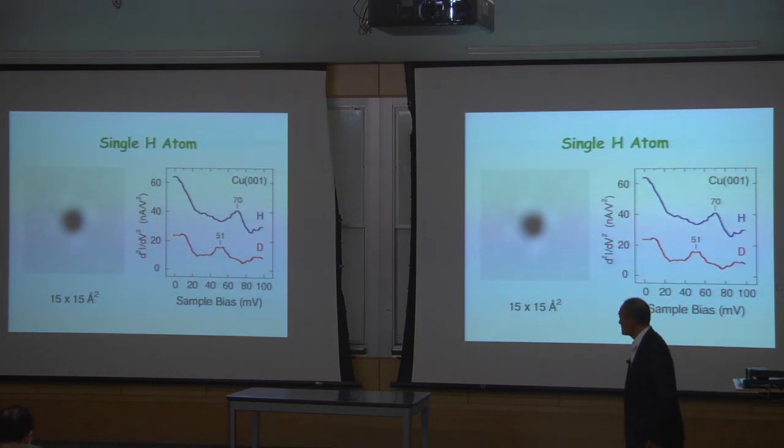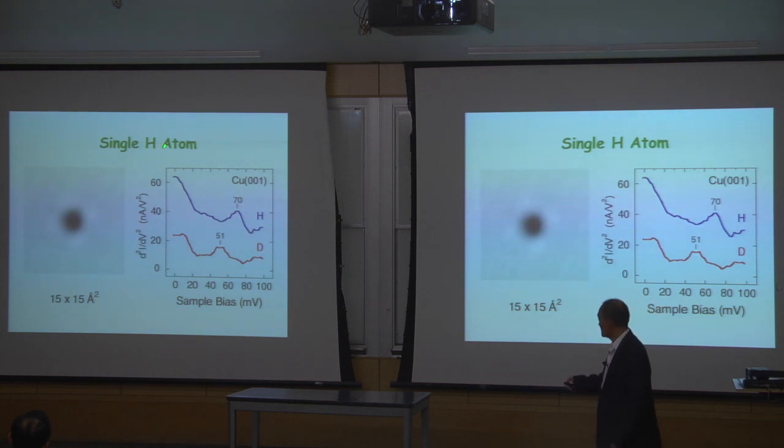Okay, so you can actually detect the vibration of a single hydrogen atom on the surface. Here we see the image of a single hydrogen atom, and this gives a feature at 70 millivolt, which corresponds to the single hydrogen atom bouncing up and down on the surface, in this case the copper 100 surface. And to make sure that this feature is due to a vibrational excitation, you do the isotope, which shifts this peak down to 51, which is almost a square root of 2 downshift in the vibrational energy.